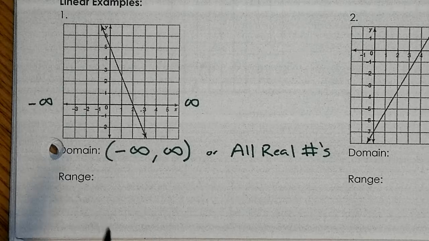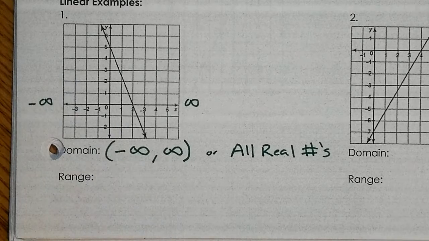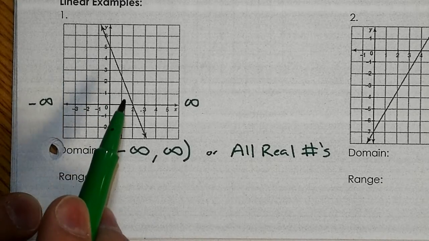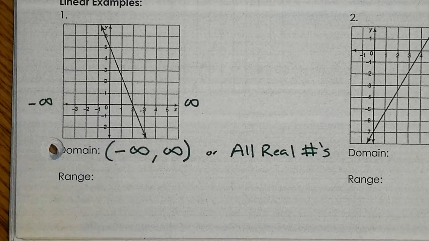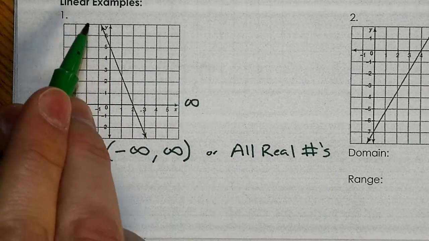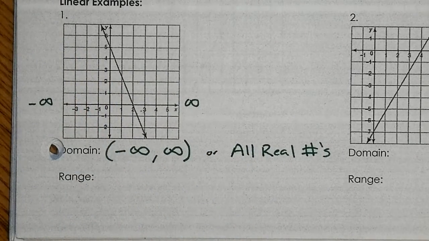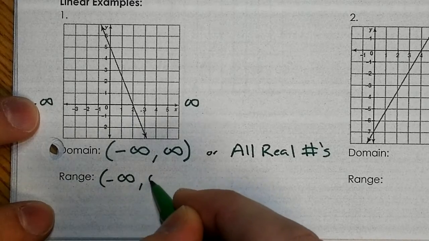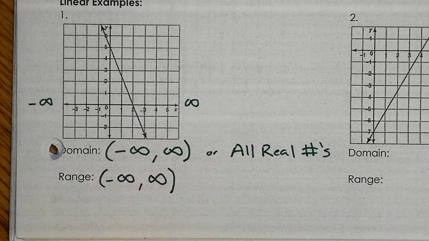So the range. The range here, we do it from the bottom to the top. So how far down does this graph go? Forever. And how far up does this graph go? Forever. Do you see the pattern here? So that is negative infinity to positive infinity. That's right.